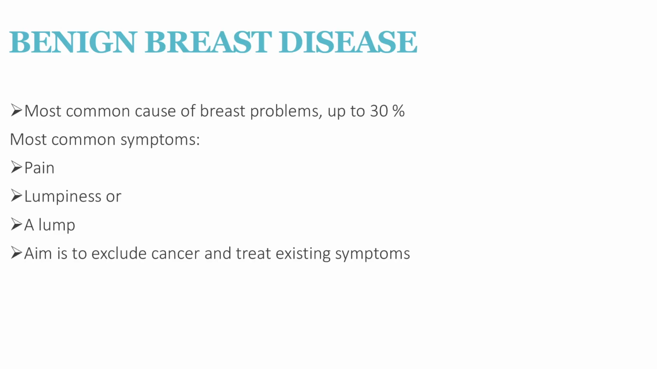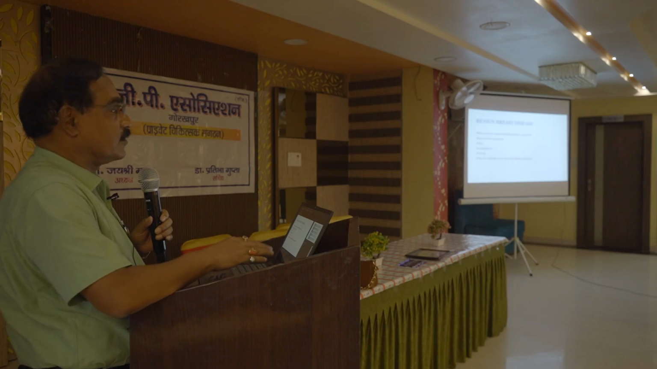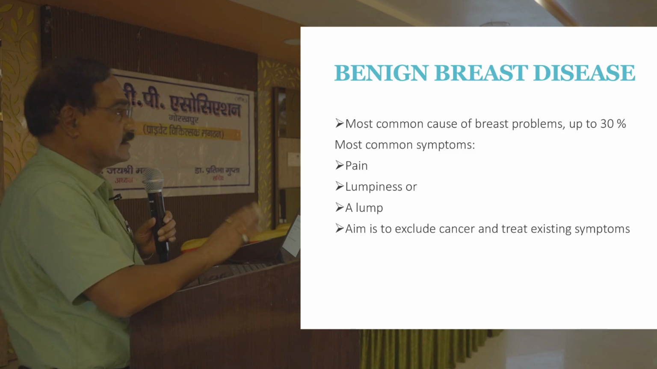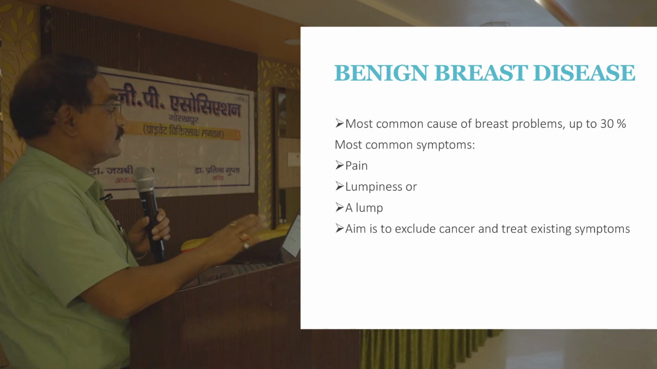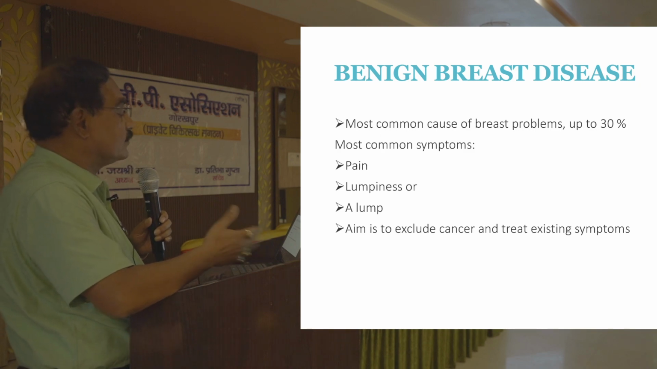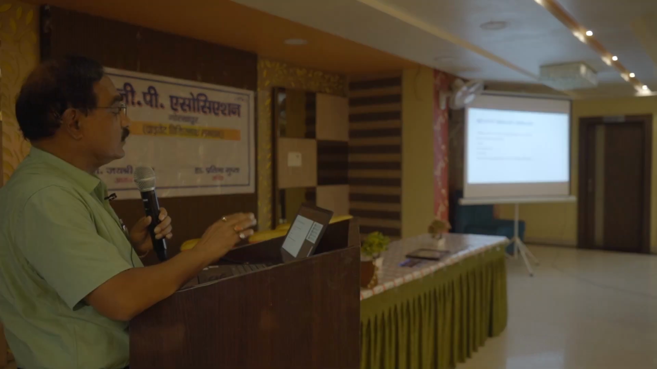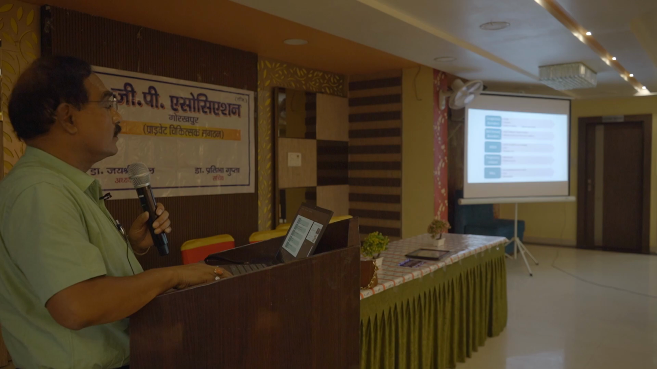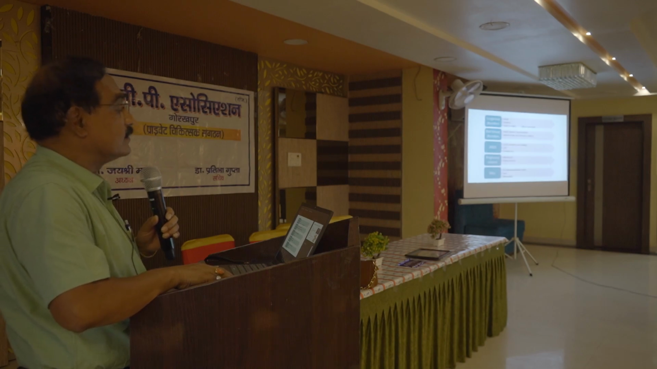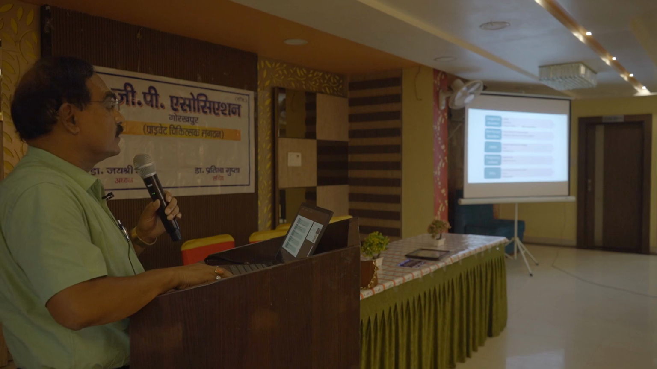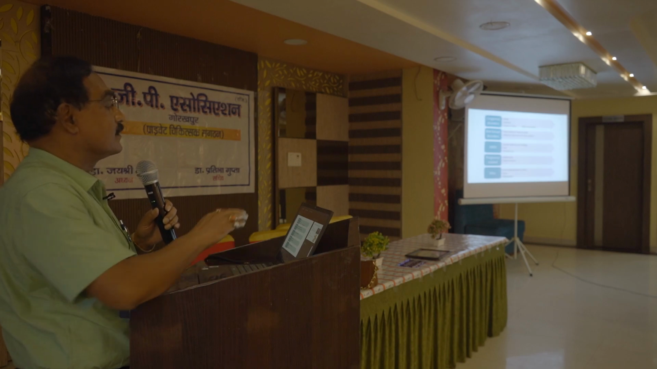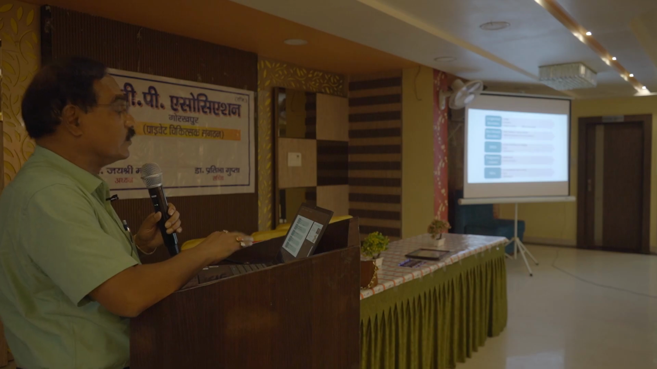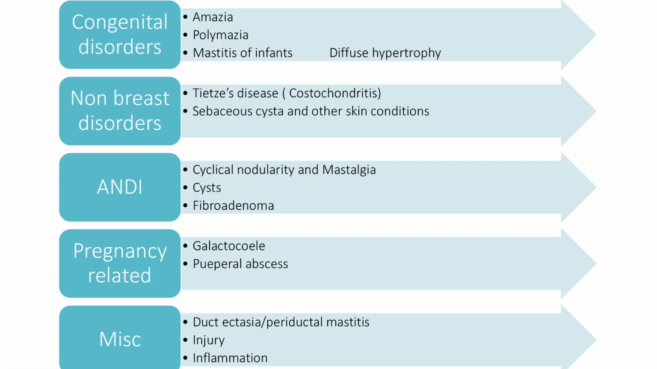Now, benign disease of the breast is the most common cause of breast problems, up to 30%. Among the breast problems, 30% are benign breast diseases that we come across. The most common symptoms are pain, lumpiness, lump. And the main aim of ours as clinicians is to exclude malignancy, which is not very common, but of course people are very apprehensive, so we need to exclude this disease. So the benign disease of the breast has been classified into 5 groups: congenital disorders, non-breast disorders, ANDI, pregnancy related, and miscellaneous.